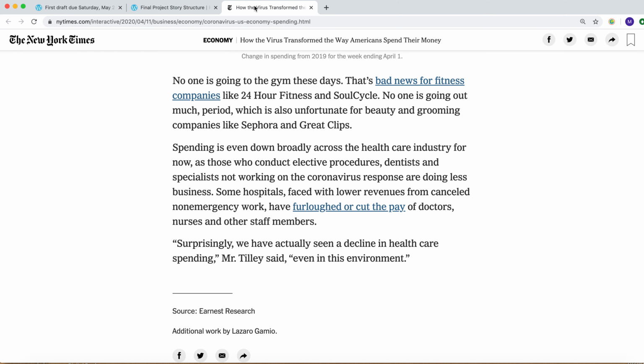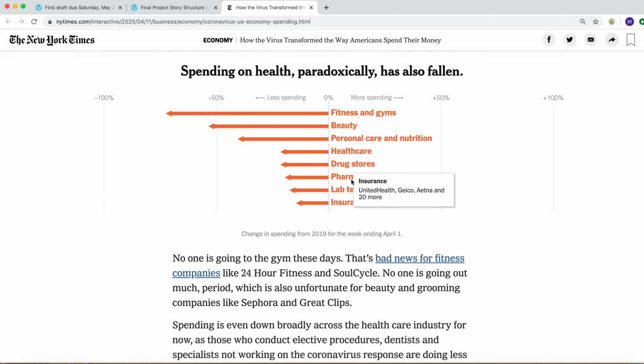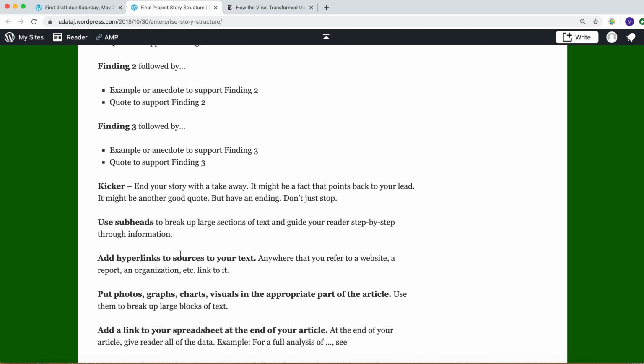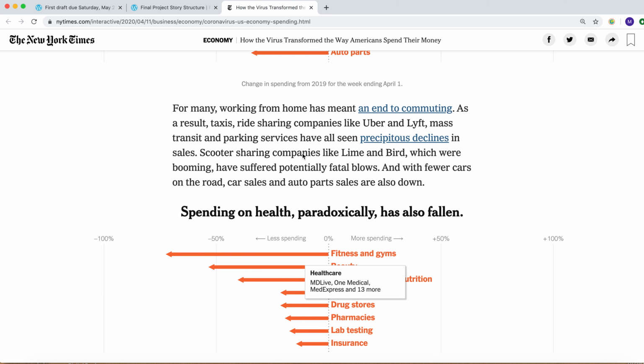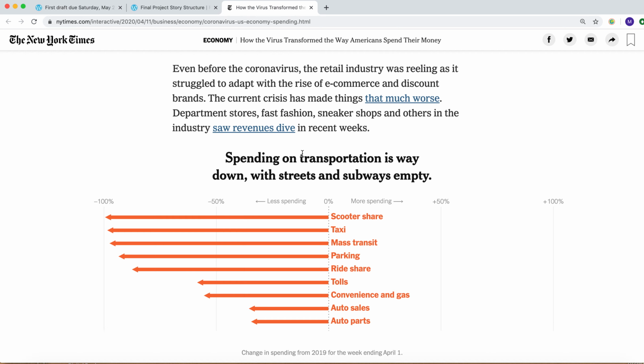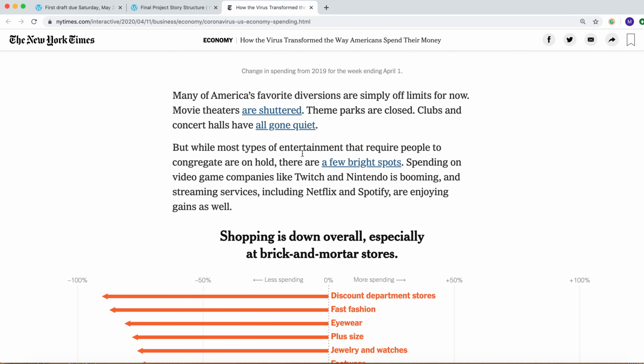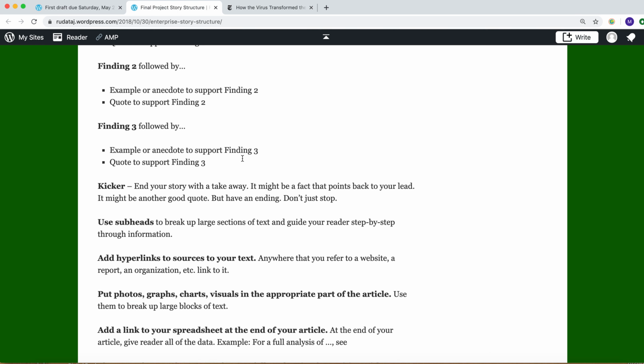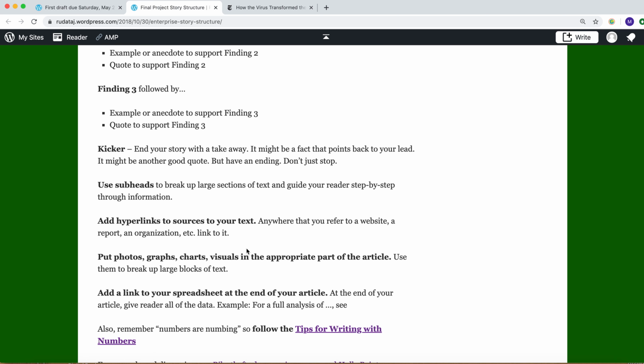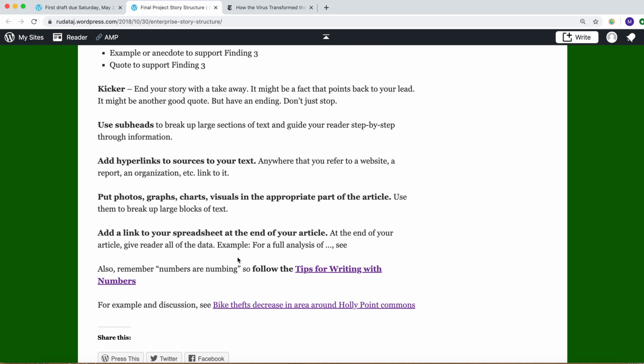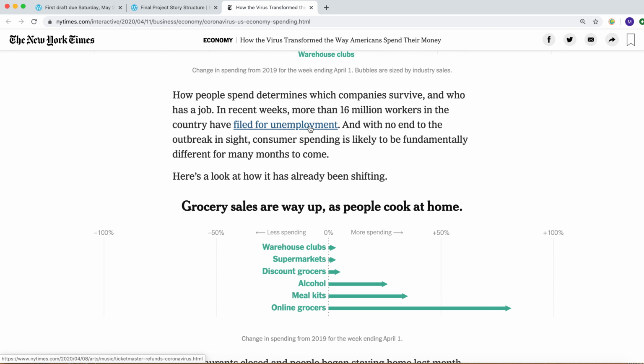So again, you noticed this story uses subheads for each of their findings, which is kind of nice, to break it up. Lots of links here: they link to other news articles, they link to more information and data sets, so put links in. Photos, graphs, and charts go in the appropriate places. So you're doing at least two visualizations; put them in the correct place in your article, and then a link to your data set. So that's a good example.